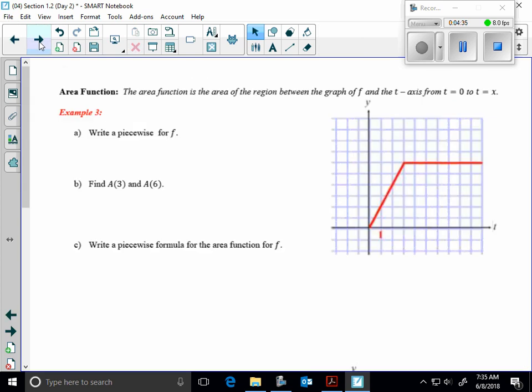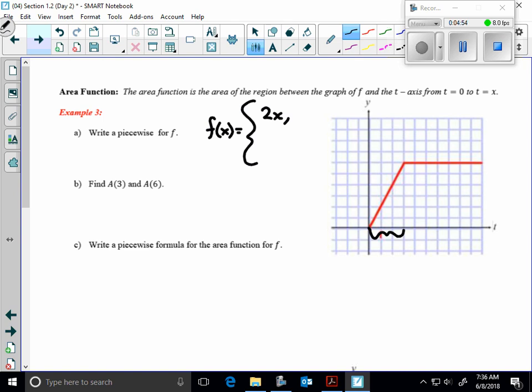Okay, now let's talk area function. So let's write a piecewise function for f here. Okay, so f is going to take on 2 different possible functions depending on where it is in the interval. So on this interval from 0 to 3 takes on the equation of 2x. So x is less than or equal to 3, greater than or equal to 0. On the next interval, and really we're not going to limit that interval, but we'll say x greater than 3. It looks like the value for y would be 6.